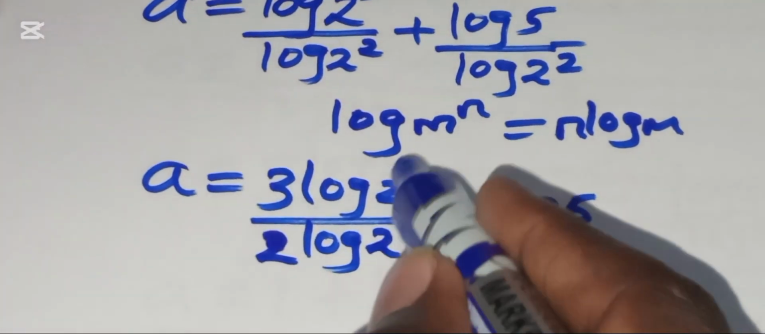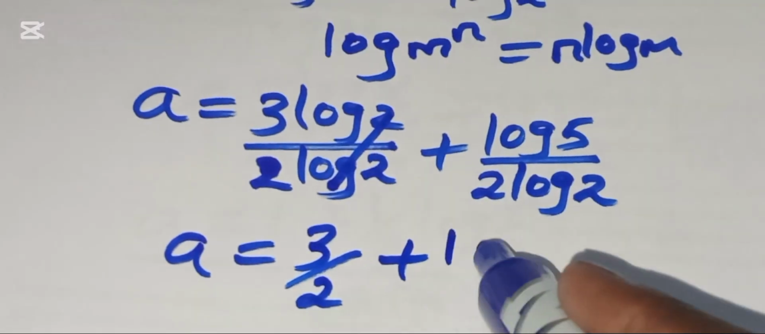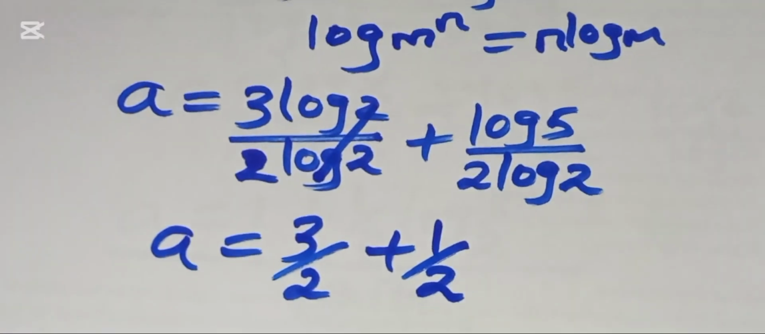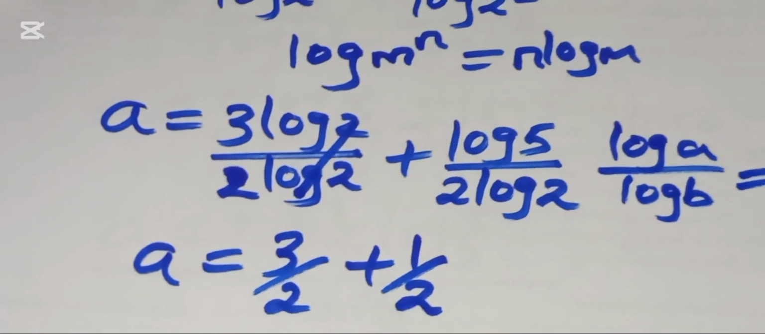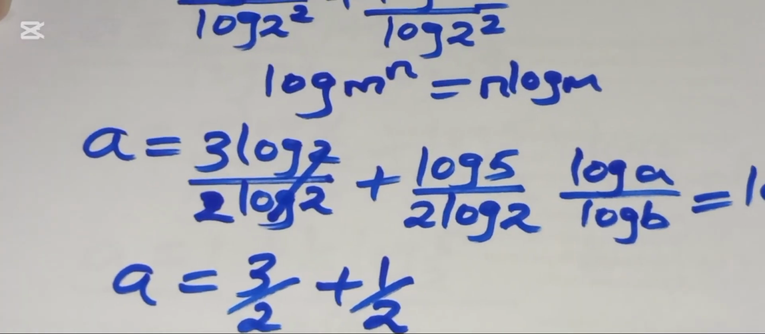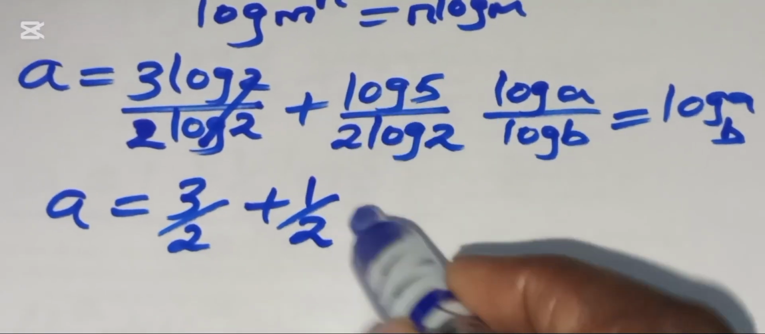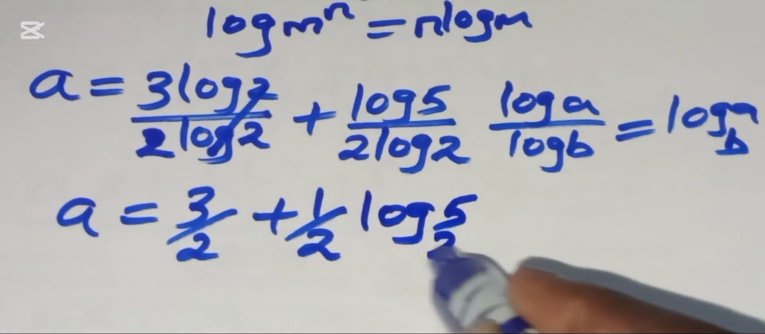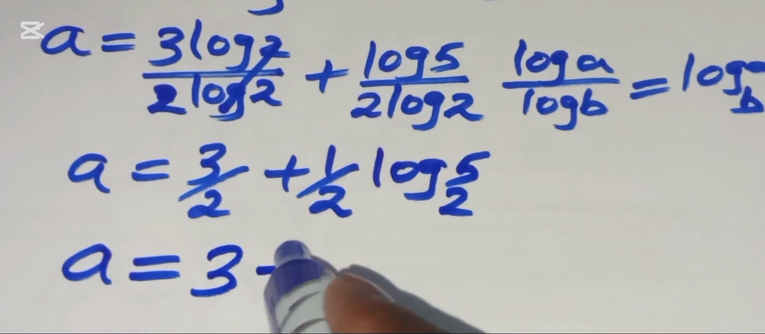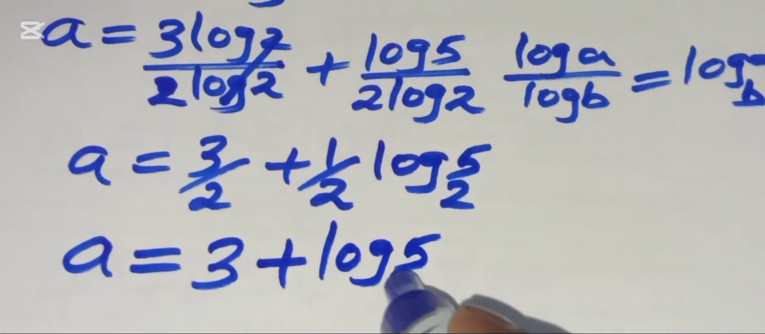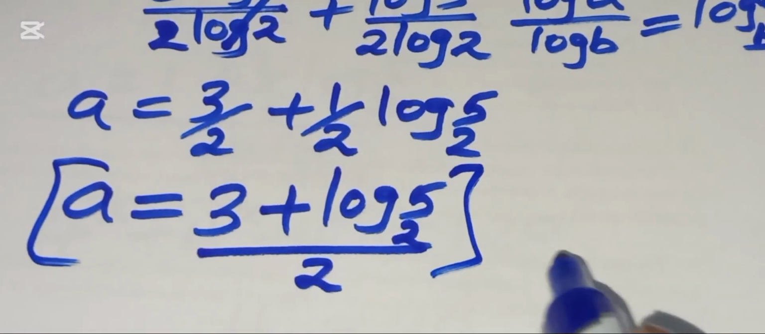Now if you simplify here, a is equal to 3 over 2 plus a half times log 5 divided by log 2. This is in the form of log a divided by log b, which you can express as log a to base b. Let's apply this property. We'll have a half log 5 to base 2, which means that a is equal to 3 plus log 5 to base 2, divided by 2. This is the value of a.